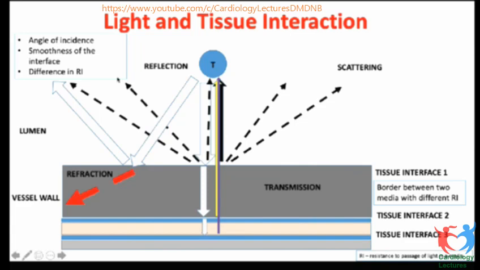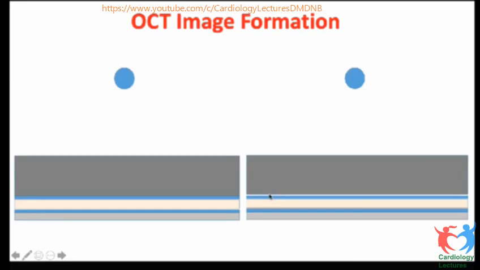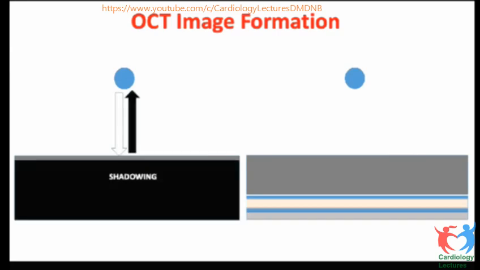So these are the basic parameters of light and tissue interaction. This is very important to understand basic image interpretation and artifacts. Moving forward, there are two reasons why you don't see the deeper part of the tissue clearly. One is shadowing. Suppose there is a large difference in the refractive index between two media, most of the waves get reflected from the surface itself. So you can see only the leading edge of the tissue, and the remainder is buried in the shadow. This is called shadowing.